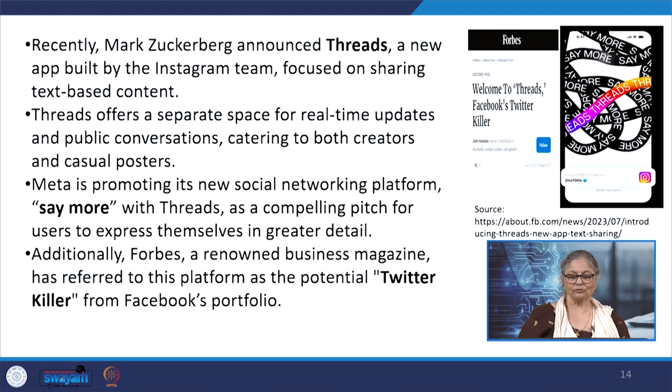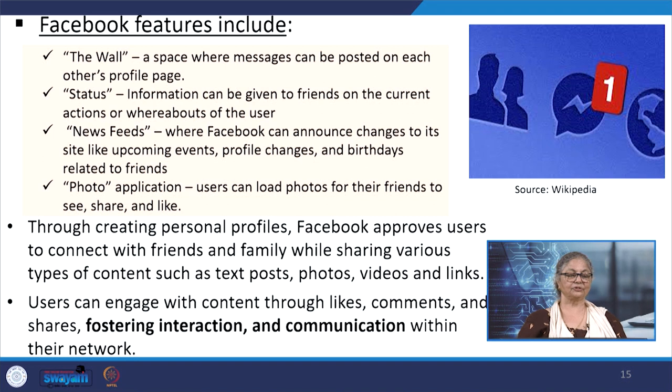Meta is promoting its new social networking platform, Say More with Threads, as a compelling pitch for users to express themselves in greater detail. Additionally, Forbes, a renowned business magazine, has referred to this platform as a potential Twitter killer from Facebook's portfolio. Its diverse features cater to different needs and interests, making it a versatile social media platform with a vast user base. Facebook features include the wall, status, news feed, photo applications, etc. Applications with which I think all of us are pretty well familiar.